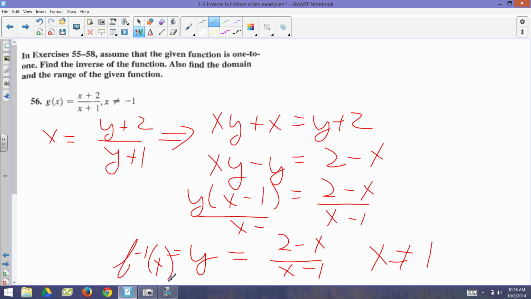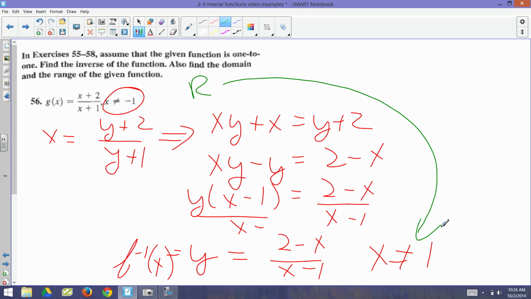So assume the given function is 1 to 1. Find the inverse. Also find the domain and range of the given function. Well, the domain of the given function is x is not equal to negative 1. The range is the domain of the inverse function. So the range is x cannot equal positive 1.